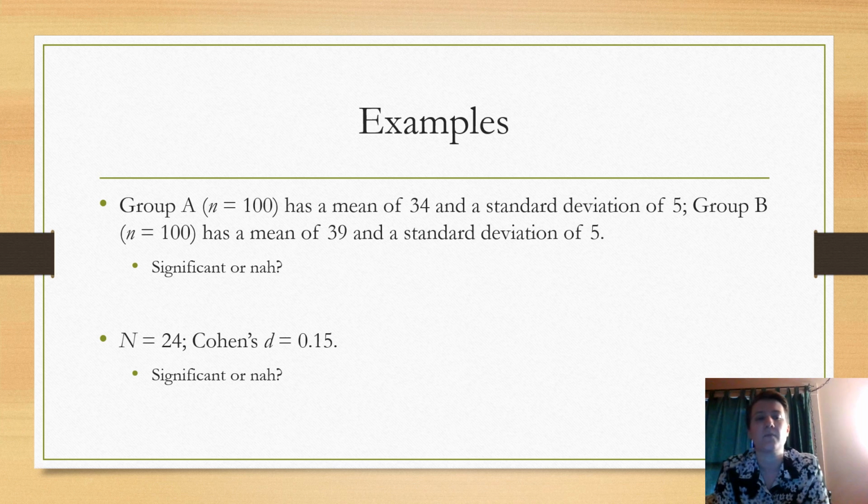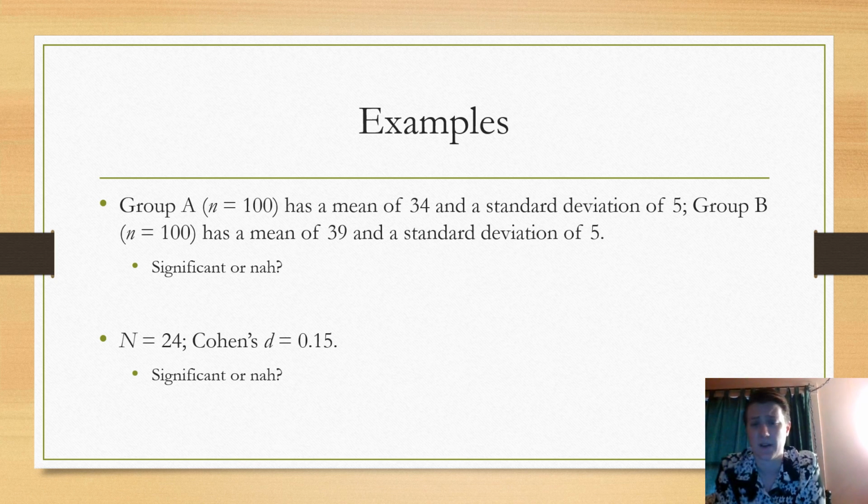So now this next one, N is equal to 24. Now that capital N is the entire groups. So with Cohen's d, Cohen's d is equal to 0.15. Keep in mind that for Cohen's d, we have two groups. So with our capital N equal to 24, and Cohen's d representing two groups, that means we actually have approximately 12 people in each group, because that capital N is everyone altogether. Just like in that first example, our capital N was 200, because that's adding our sample of 100 to our sample of 100 for group B.